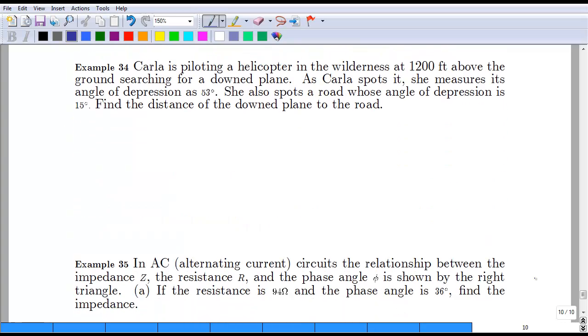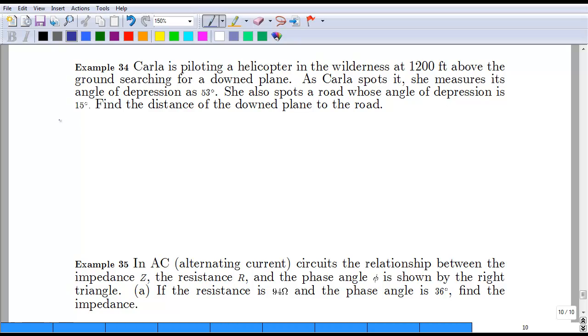Now this next example is a little bit more involved because it's going to require 2 triangles. If you notice, there's 2 angles given. In this case, suppose Carla is piloting a helicopter in the wilderness at 1,200 feet above the ground, searching for a downed plane. As Carla spots it, she measures its angle of depression as 53 degrees. She also spots a road directly in front of this, whose angle of depression is 15 degrees. So we want to find the distance of the downed plane to the road so she can tell the rescue how long it's going to take for them to find the downed plane from this certain position.